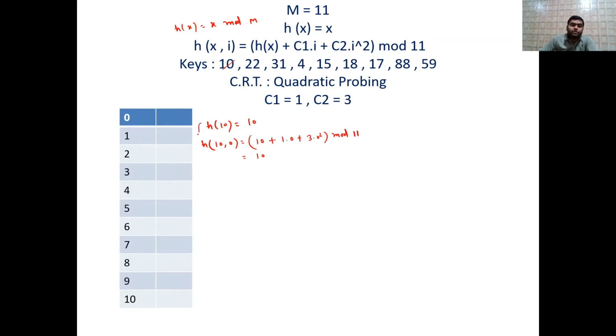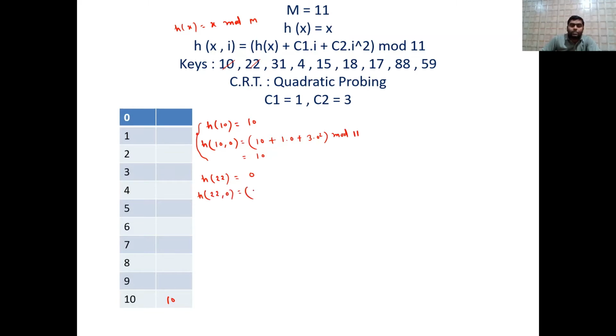So here space is available at 10, so simply store 10 at the 10th location. Now come to 22. So what will happen in this case? H of 22 is 22 mod 11, so this will give you 0 as the answer. Finally, it is very much observable that it will be stored at 0.